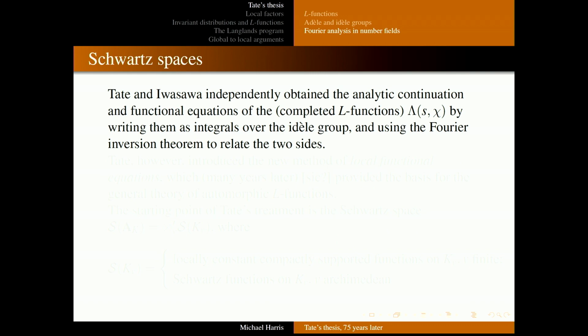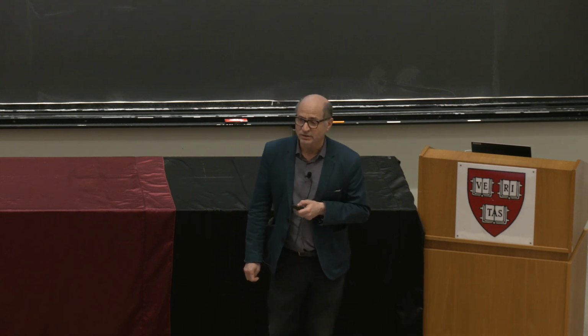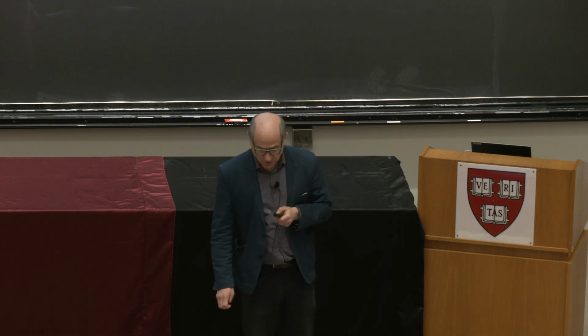Tate and Iwasawa independently and at approximately the same time obtained the analytic continuation and functional equations of the completed L functions with the lambda, with the gamma factors, by writing them as integrals over the Adele group and using the Fourier inversion theorem to relate the two sides. Right? And I think Iwasawa wrote it in Japanese, and then there are some notes that circulate. I've never seen a complete account of Iwasawa's version.